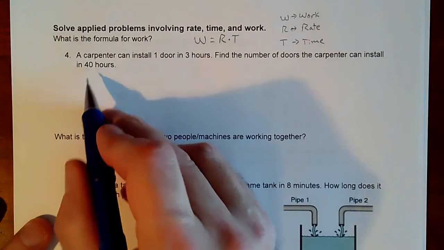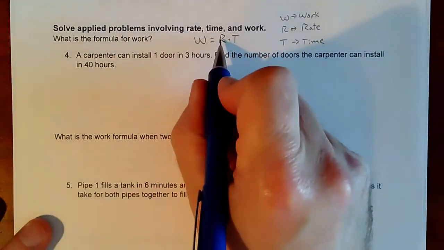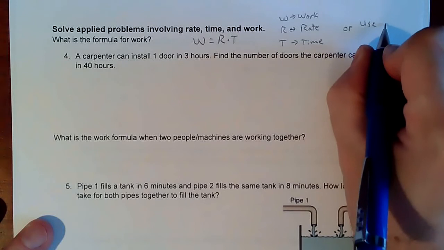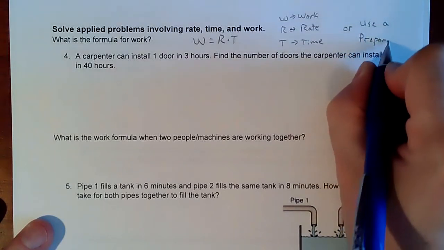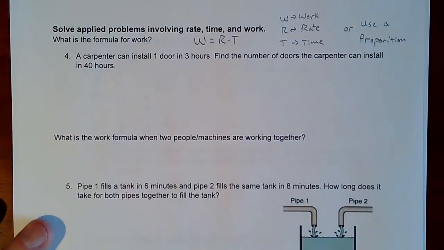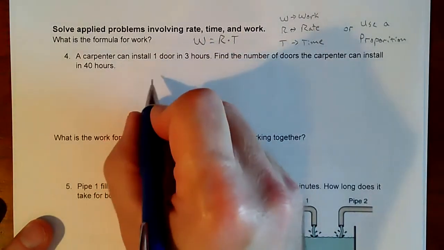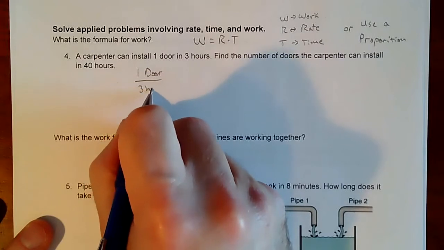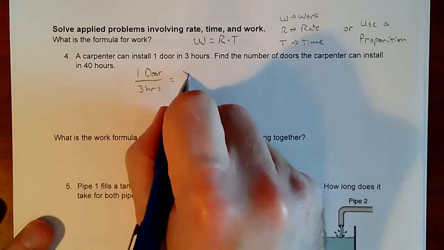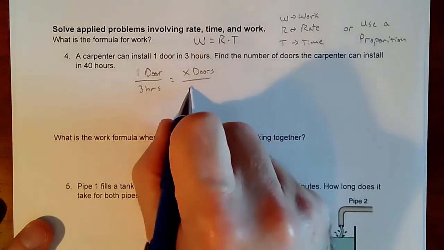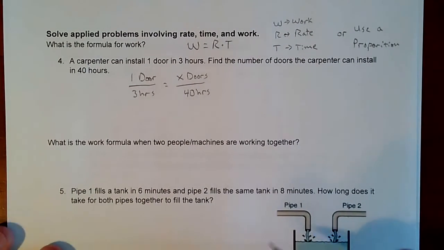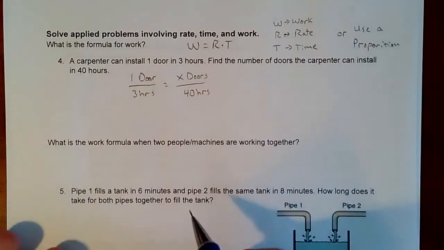So we're actually going to do something a little bit different than this. Our other option kind of depends on the given information. We're going to use a proportion on this. There might be other situations where we do rate times time is equal to work. But on this one, if we can install 1 door in 3 hours, then 40 hours equals X doors in 40 hours. This is not the only way to solve this, but this is one way to do it. You could instead figure out a rate associated with it, and then multiply that rate by 40.